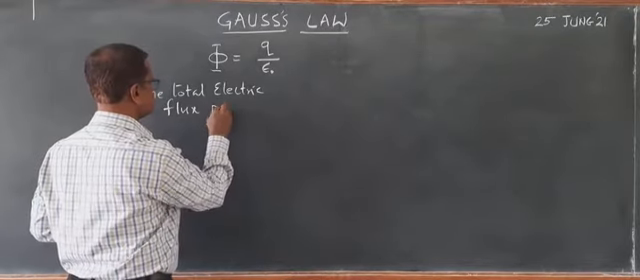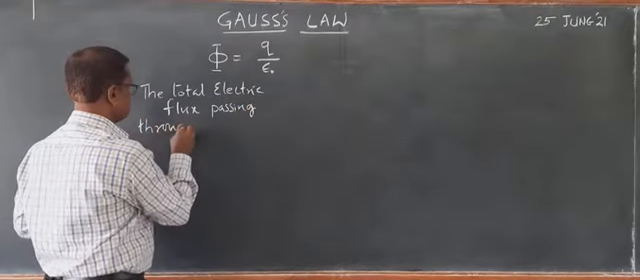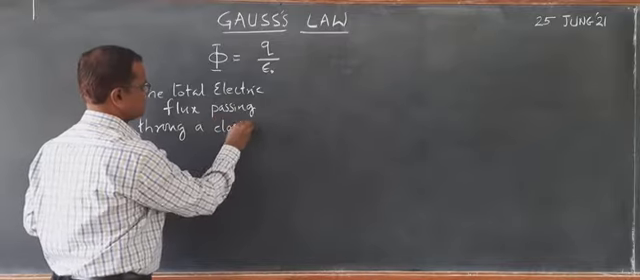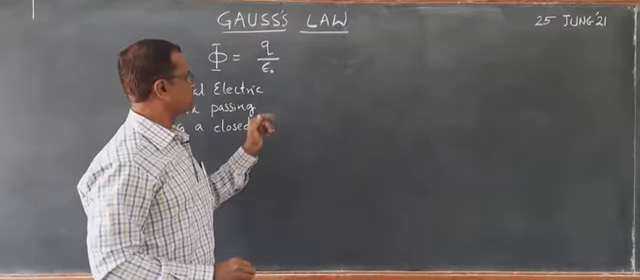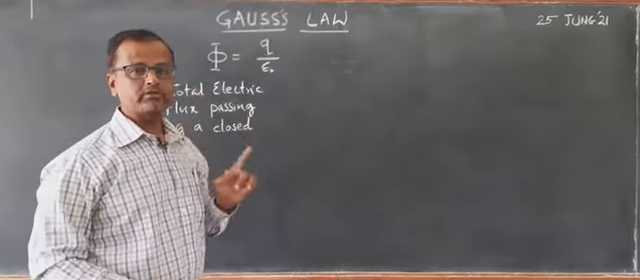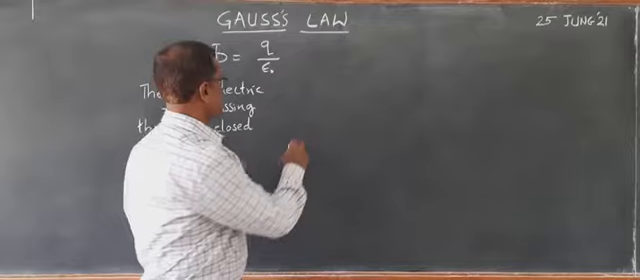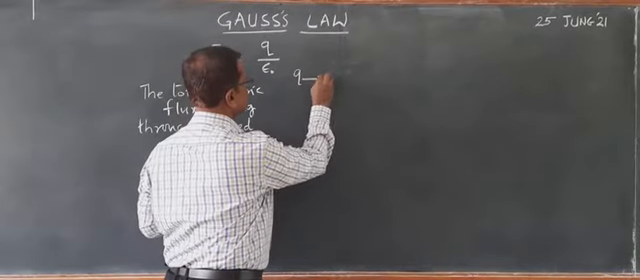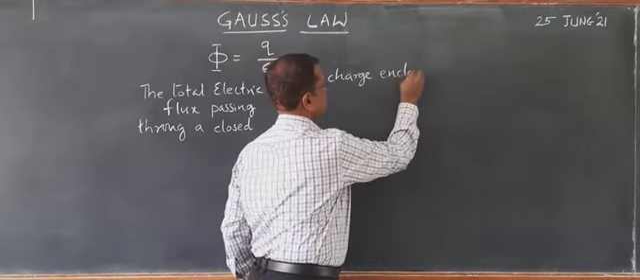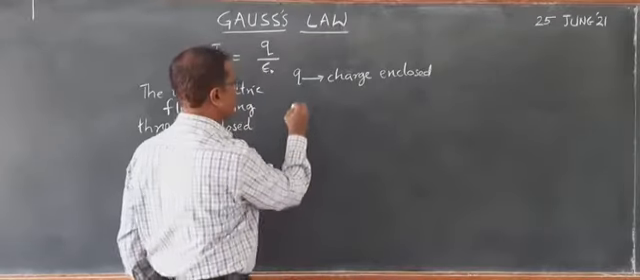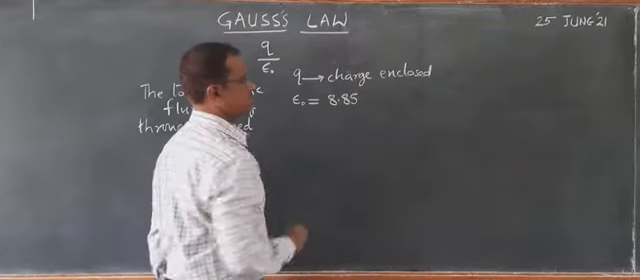or passing through a closed surface is directly proportional to the charge enclosed by it. That is the meaning of it. And the proportionality constant is 1 by epsilon naught times, where epsilon naught is the permittivity of free space. Q is the charge enclosed, epsilon naught is the permittivity of free space.